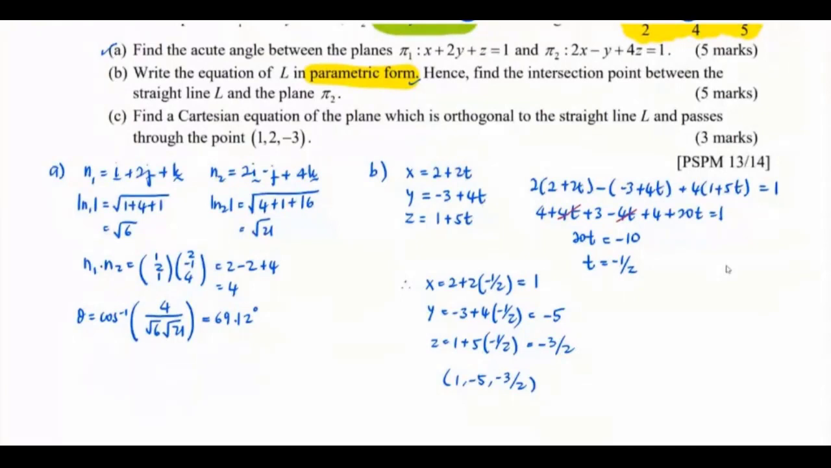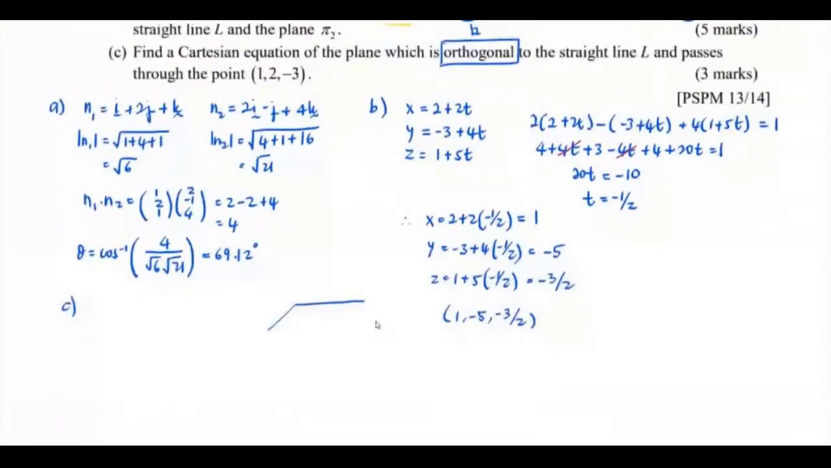Okay, part C asks to find the Cartesian equation of the plane which is orthogonal. What is orthogonal? Perpendicular. Perpendicular to the straight line that passes through the point. So part C, we want to find the equation of the plane. The point is already given here, this one is your A. So since the plane is perpendicular to the line, it means your normal is parallel to the V of the line.